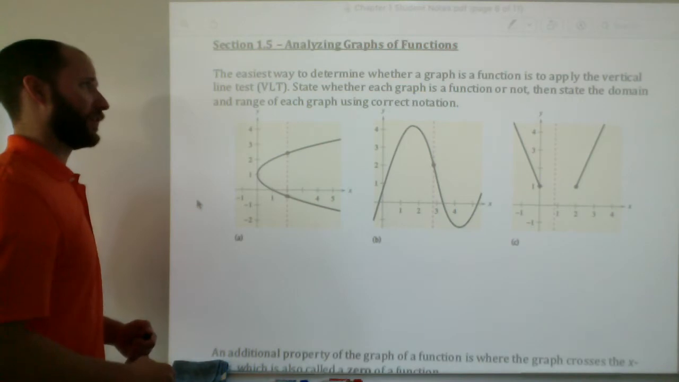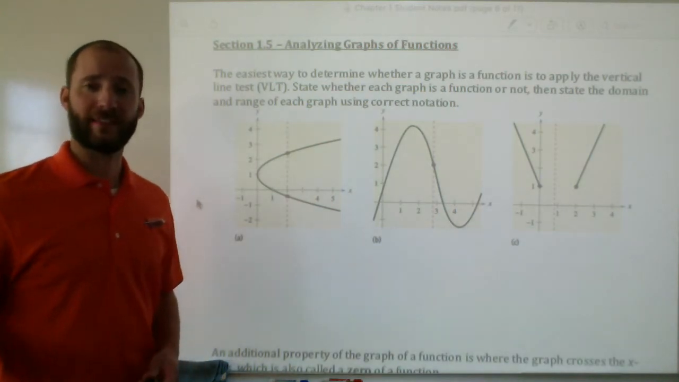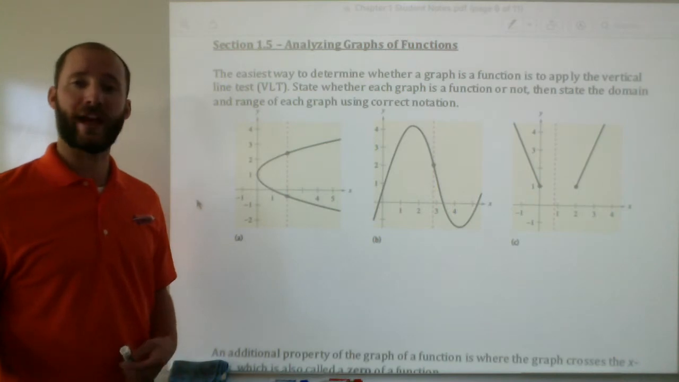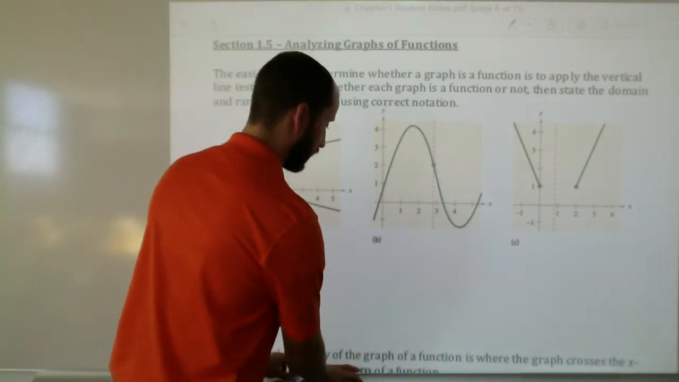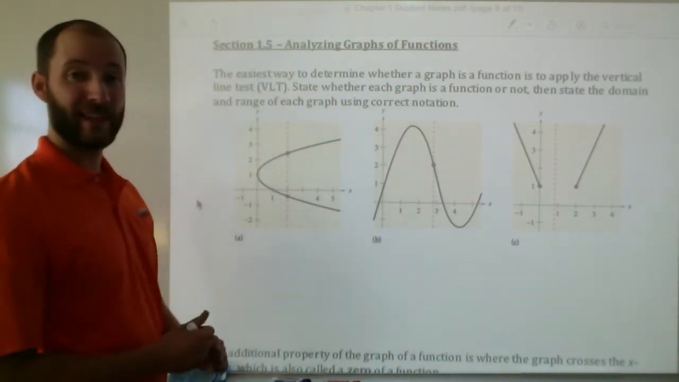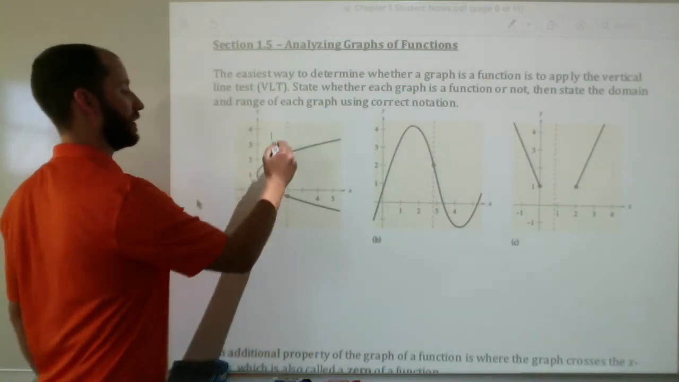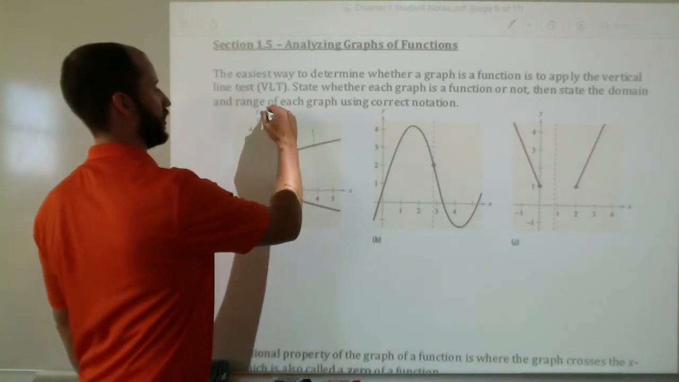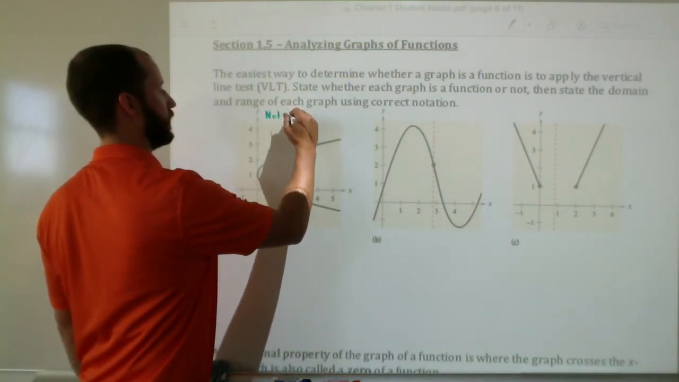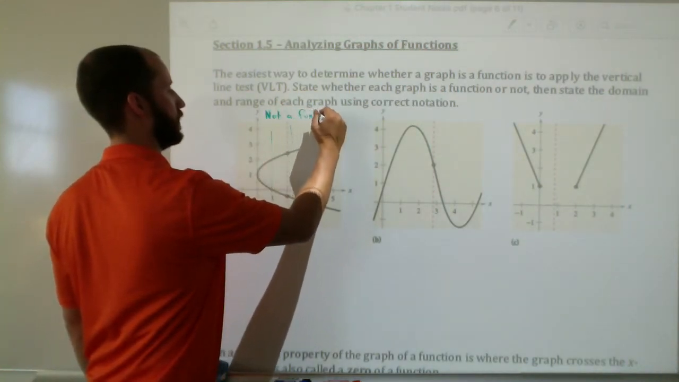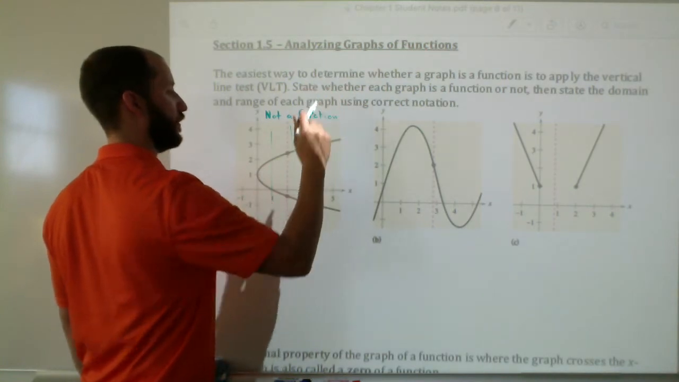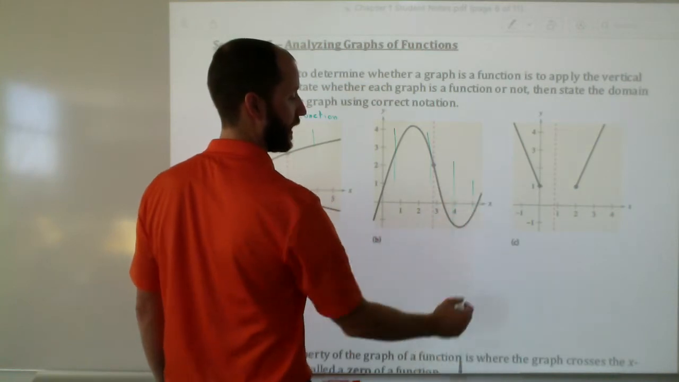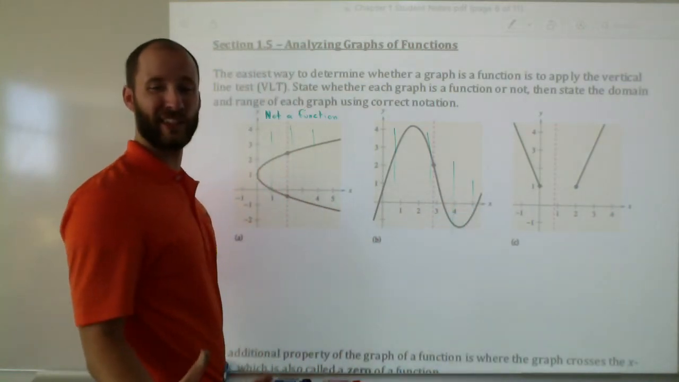Nice thing about graphs is they have a very easy visual check to see whether they are functions or not, the vertical line test. You draw a vertical line through the graph at any point. And if that vertical line hits the graph more than once, then it's not a function. So right here, we got vertical lines clearly hitting that curve twice, so that is not a function.